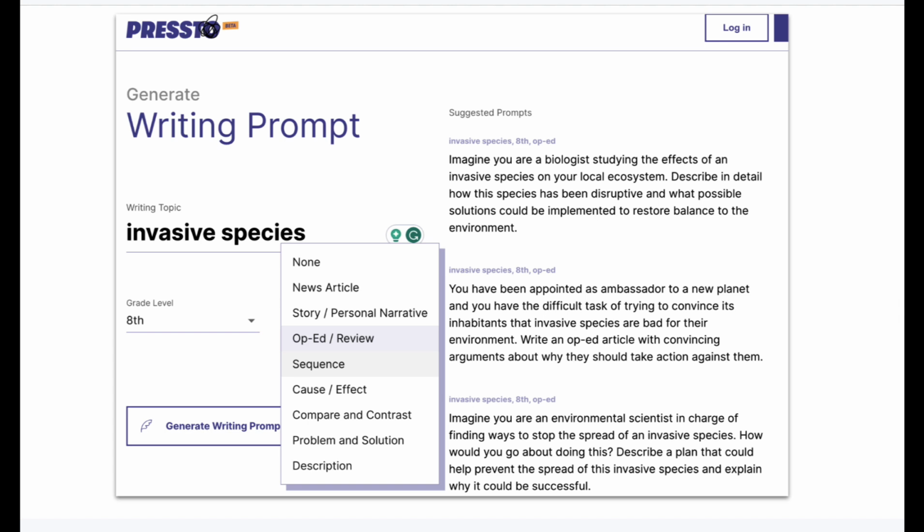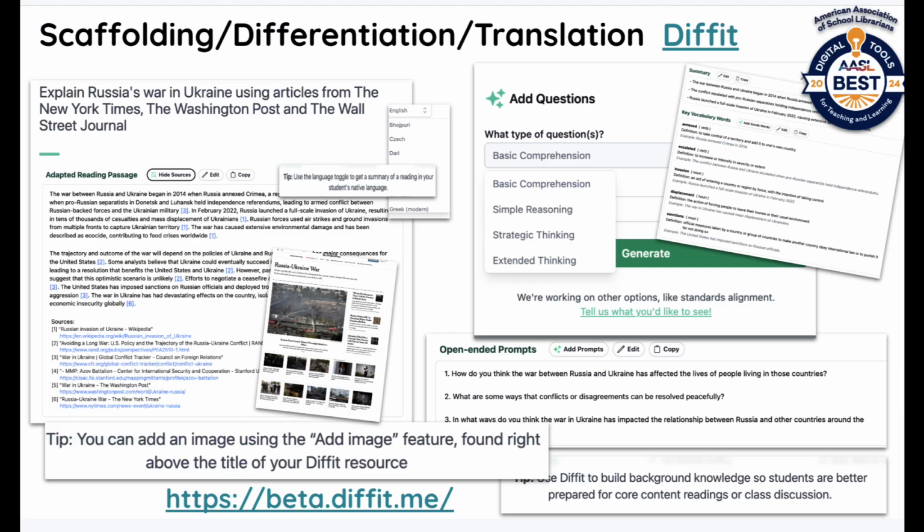I love Presto. For those of us who are writing research prompts, although it's aimed at K-12, it works nicely if you stay at 12th grade for prompts that will be undergraduate. So writing prompts, in this case, I looked at invasive species. In this case, I looked for 8th grade and I wanted an op-ed. Imagine you're a biologist studying the effects of an invasive species on your local ecosystem. Describe in detail how the species has been disruptive and what possible solutions might be implemented. There really are some very creative prompts that come out of Presto.